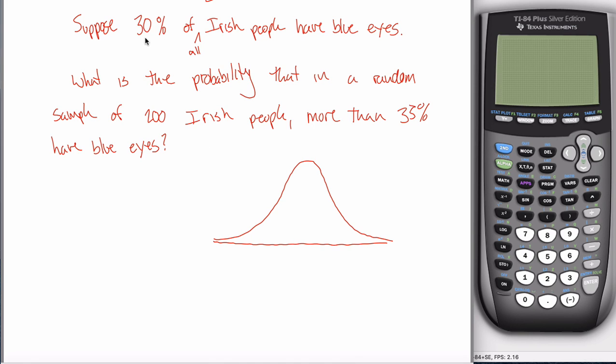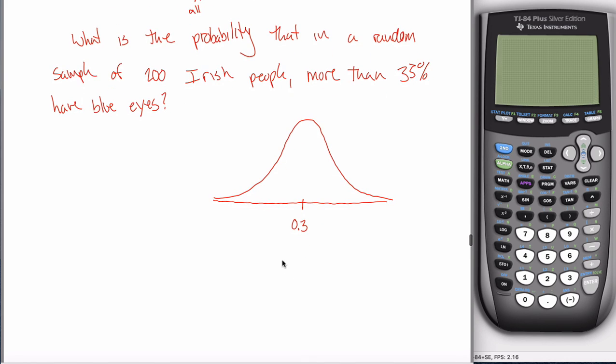Okay, so what I mean by this is if 30% of all Irish people have blue eyes, I'd expect my sample proportion to be 30%. The center of this sampling distribution will be 30%. And actually what you'll see is we'll write these as decimals. So I'm going to write it as 0.3. But it's possible just by dumb luck that my sample has greater than 30% or less than 30%. What about 35%? Is it possible that your sample has more than 35% with blue eyes? Well, sure. Let's talk about this area over here.